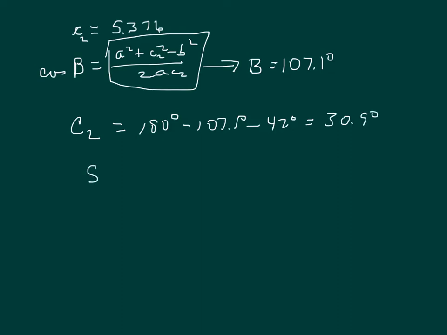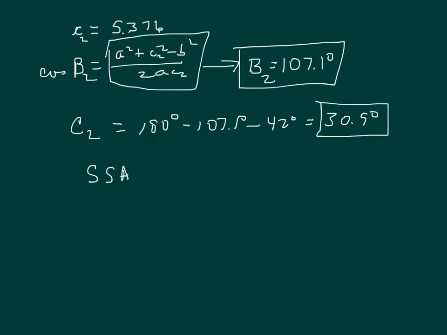Summarizing again, this was an SSA case, and in this particular case we had two solutions and we found them. We had a B2, a second angle here, and we had a C2. We had two values for C. We have a C1 and a C2.